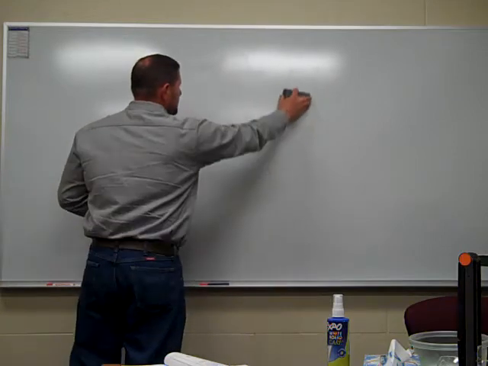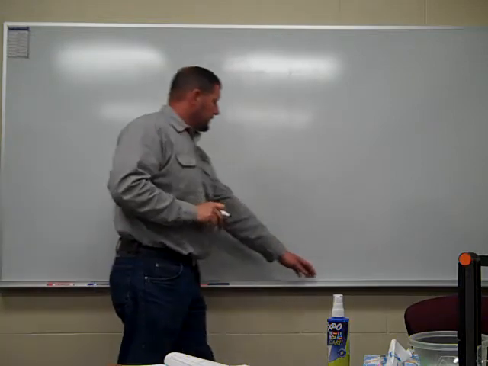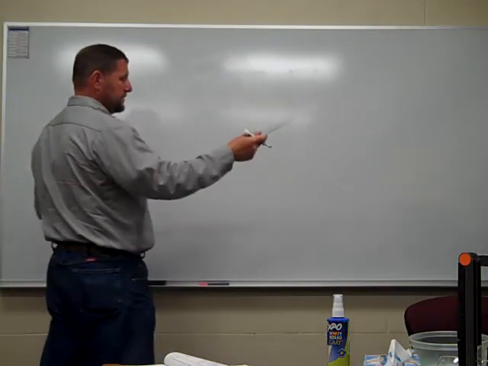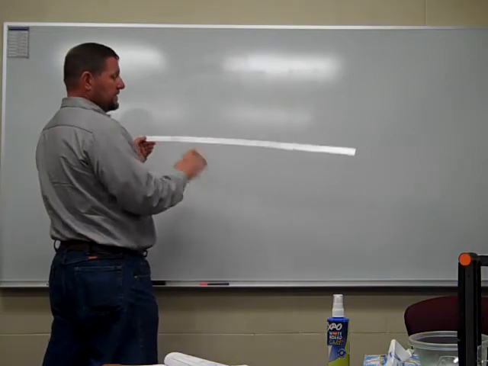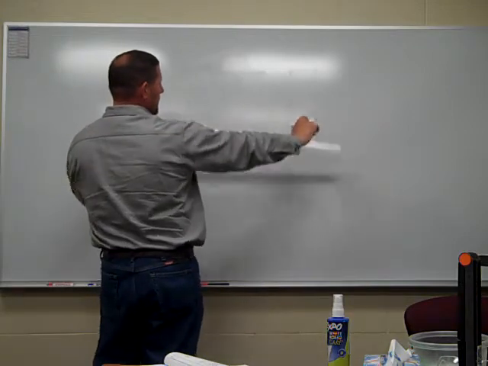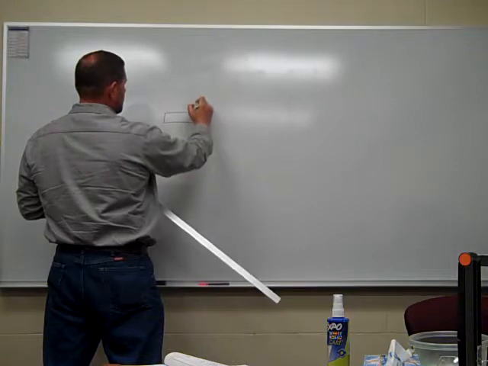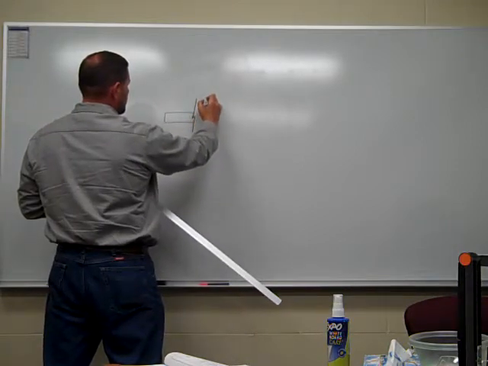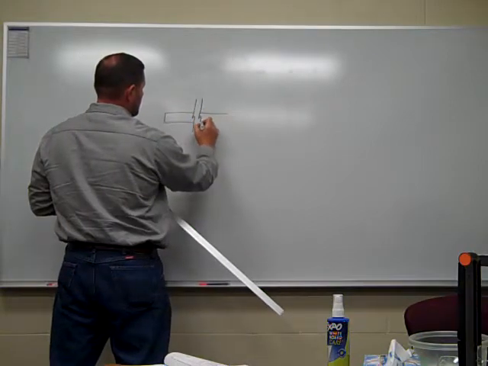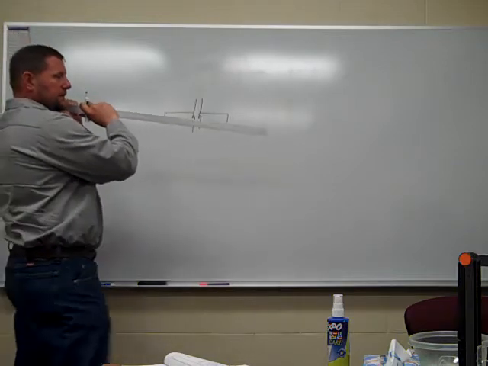Break lines, what they do, for example, like this ruler. This ruler is 3 feet long, or this piece of material is 3 feet long. It's the same all the way through. So instead of drawing that whole length, they might draw it like this, and there will be a break line in here.